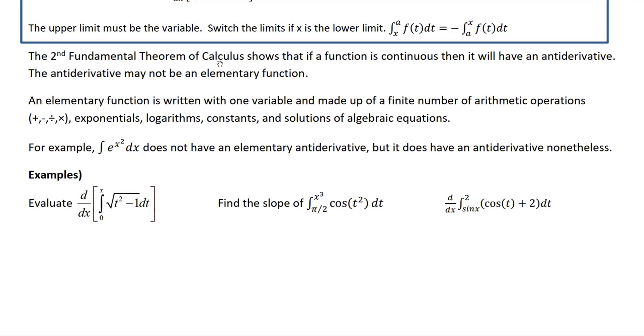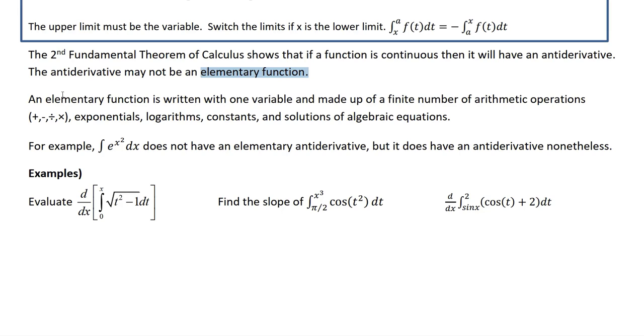The second fundamental theorem of calculus shows that if a function is continuous, then it will have an antiderivative, and the antiderivative may not be an elementary function, so that might not be an easy thing to do. An elementary function is written with one variable and is made up of a finite number of arithmetic operations. So for instance, all of this. For example, the integral of e to the x squared dx does not have an elementary antiderivative. So the antiderivative is not going to be an easy one to figure out.